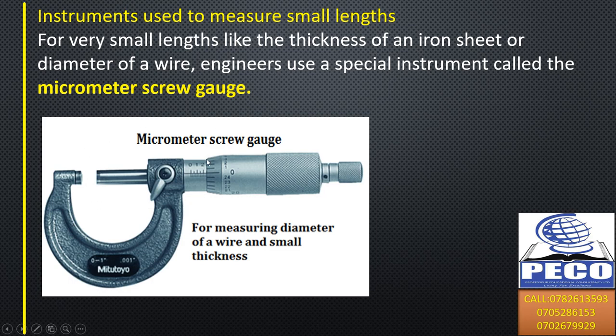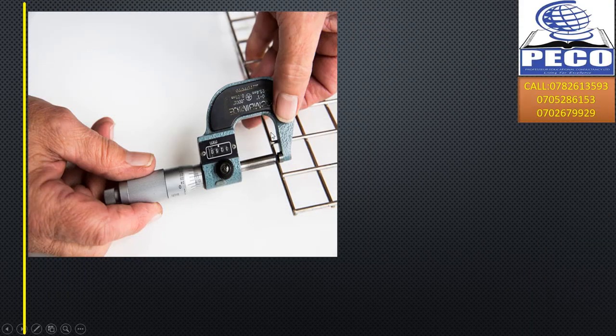Here I give you a picture of a micrometer screw gauge. Have a view of this picture for measuring the diameter of a wire and small thicknesses like the thickness of an iron sheet. I'll show you the micrometer screw gauge again. For example, here we want to measure the diameter of this wire.